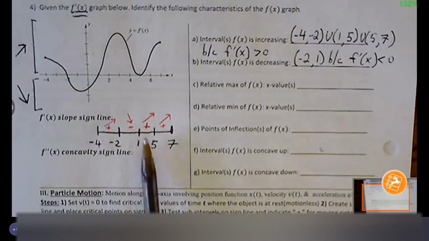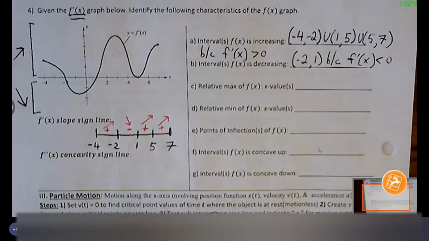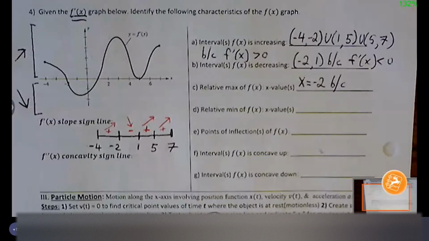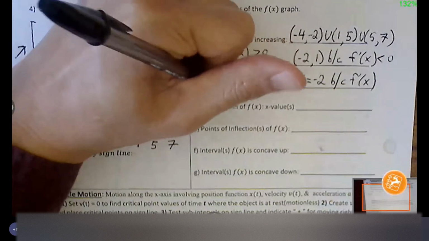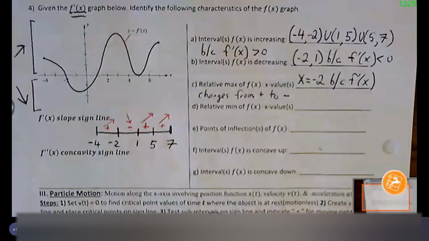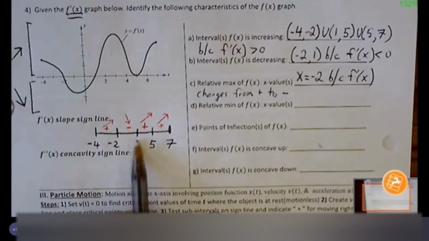Relative max. Relative max is where my slope goes from positive to negative. So -2. And our reasoning is because f prime changes from positive to negative. Relative minimum, we see we have one relative minimum, right, at x equals 1.